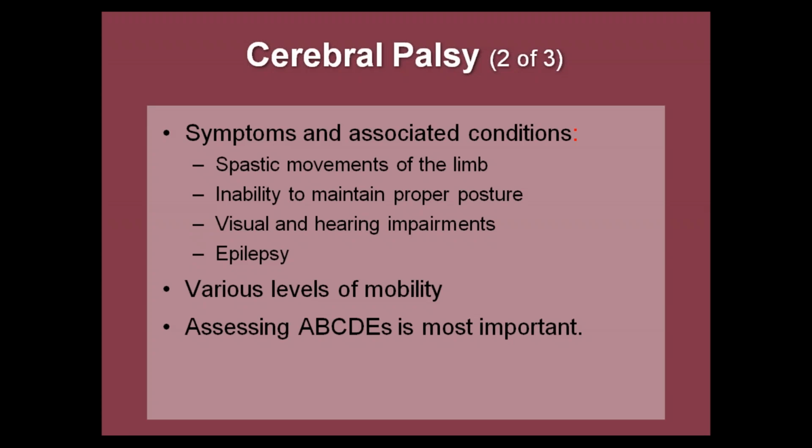Assessing the ABCDEs is most important. Observe the airway closely. Sometimes with these individuals, they may have excess saliva as well. Due to an increased production of secretions and dysphagia, they may require aggressive suctioning to clear that airway.